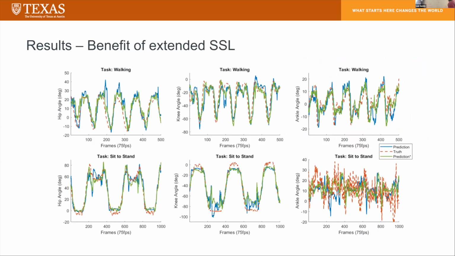At the very beginning, we said we were going to do hip, knee, and ankle. We've only been talking about the hip for brevity, but just to finally show, we did also do the other angles. Here, the blue line is the prediction just within one subject, and the green is with additional self-supervised learning, but still labeled training within one subject, because that had the best results.